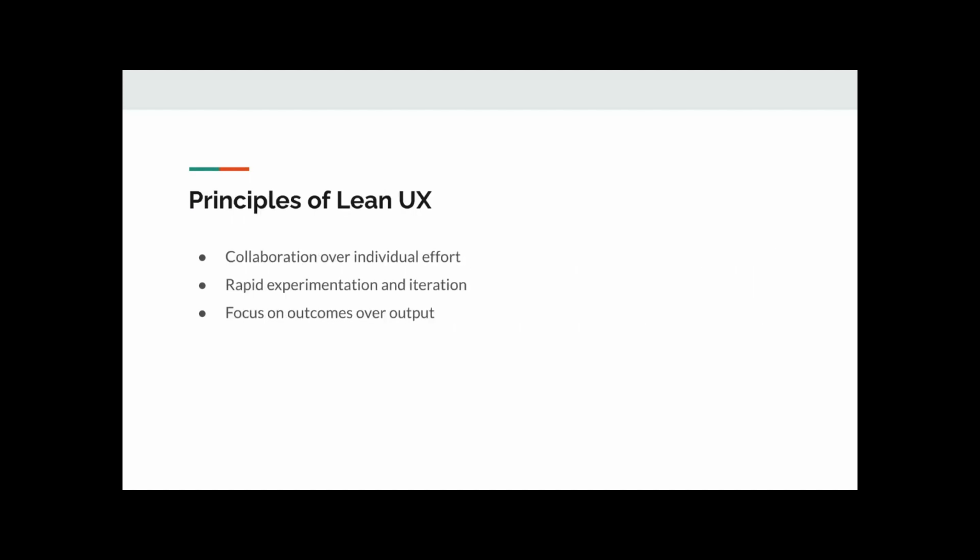Now there are three principles of Lean UX. If you go through the entire book, there are different principles that they've mentioned, but these are the three principles that Lean UX focuses on more, right? So, collaboration over individual effort. Like I mentioned previously, the design team used to design everything and then hand it over to the front end people. They would just build it and then receive some data from the back end, and then you hand it over to the customer, right?